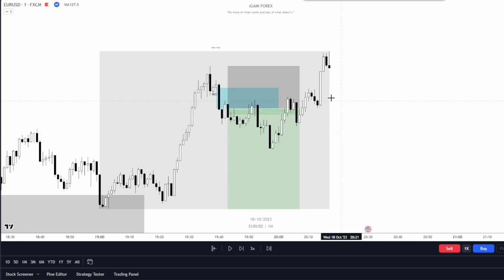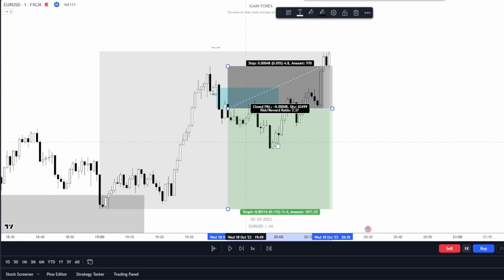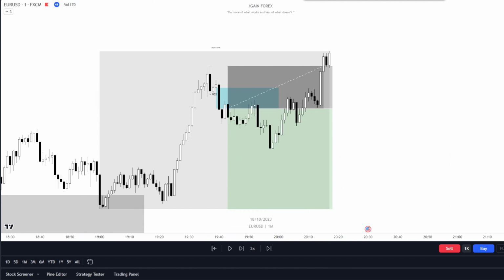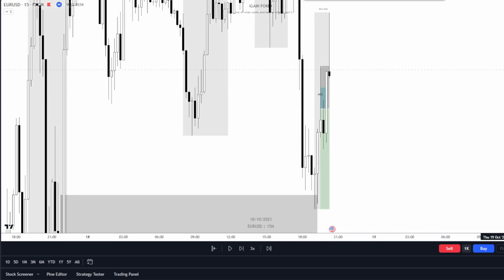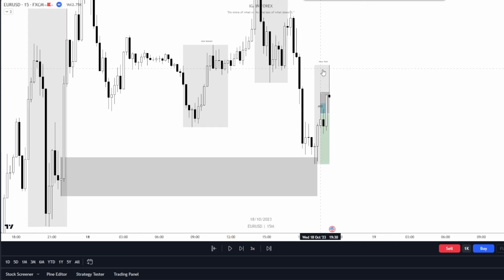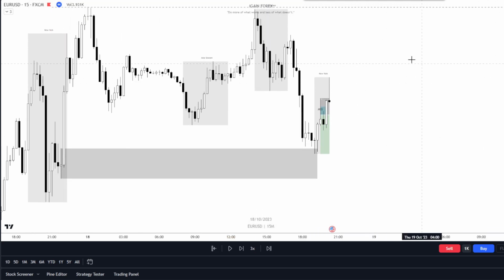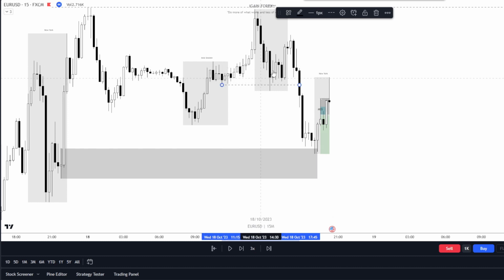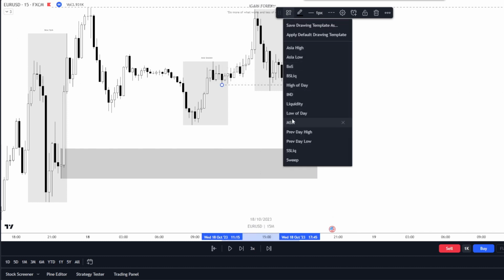Okay, so let's see what will happen to the market. There you go, guys. We have a stop out here. Why? So let me show you. Let's go back to the 15-minute time frame. There you go. So we can see here, since we also have a market structure shift in this 15-minute time frame.